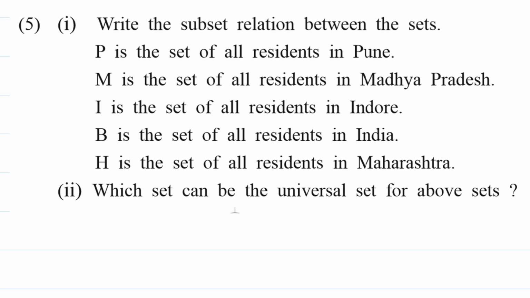Now, P is the set of all residents in Pune, and we know that Pune is in Maharashtra. Therefore P is a subset of H. All residents of Pune are also residents of Maharashtra. Similarly, Maharashtra is a state of India, and therefore P is also a subset of B. We know that if A is a subset of B, and B is a subset of C, then A is a subset of C. So the answer.